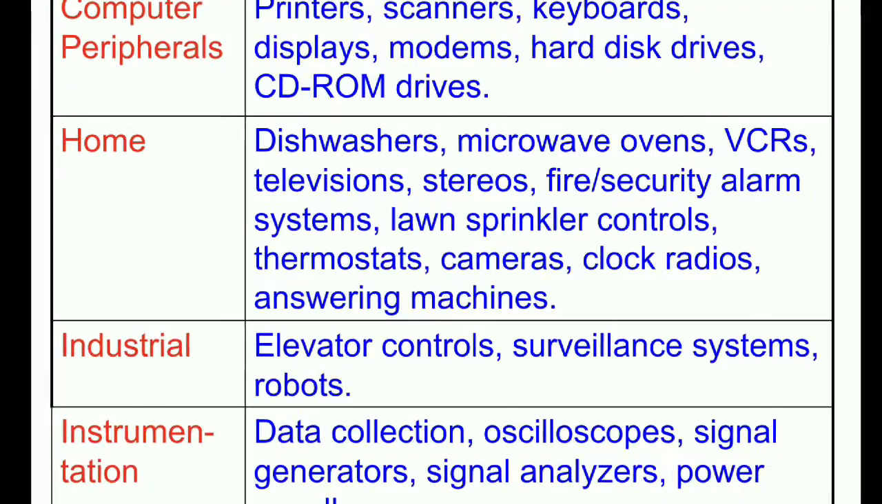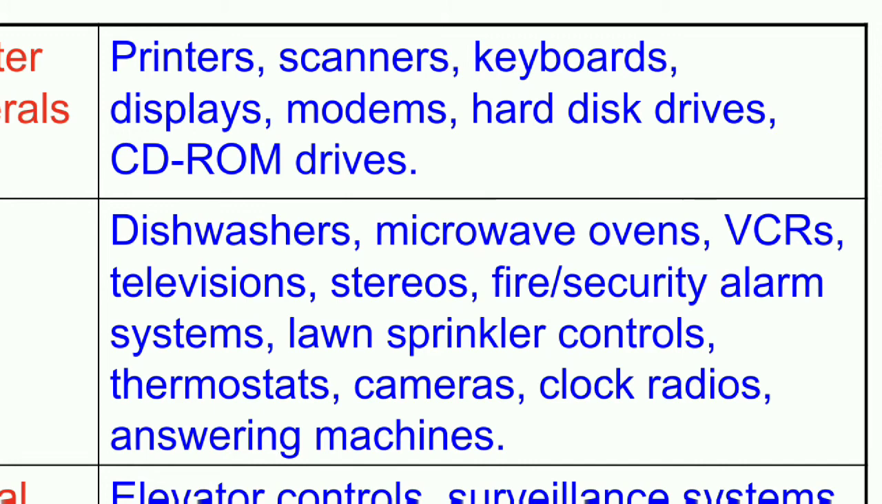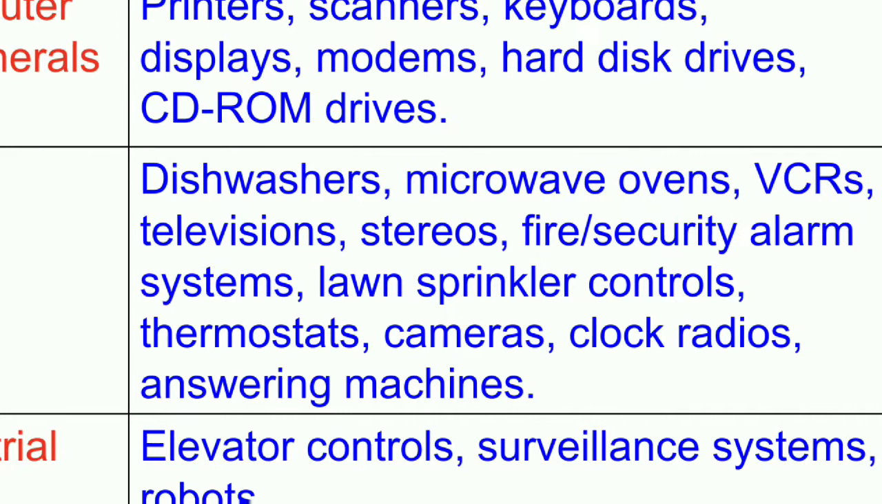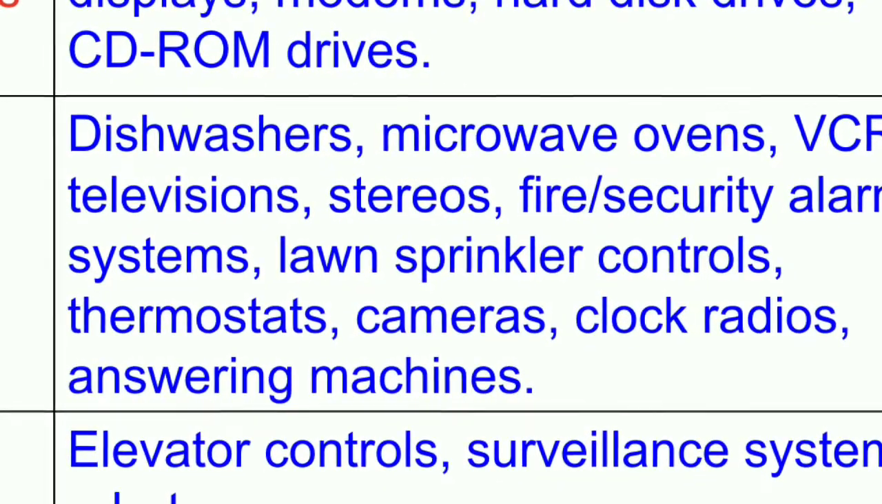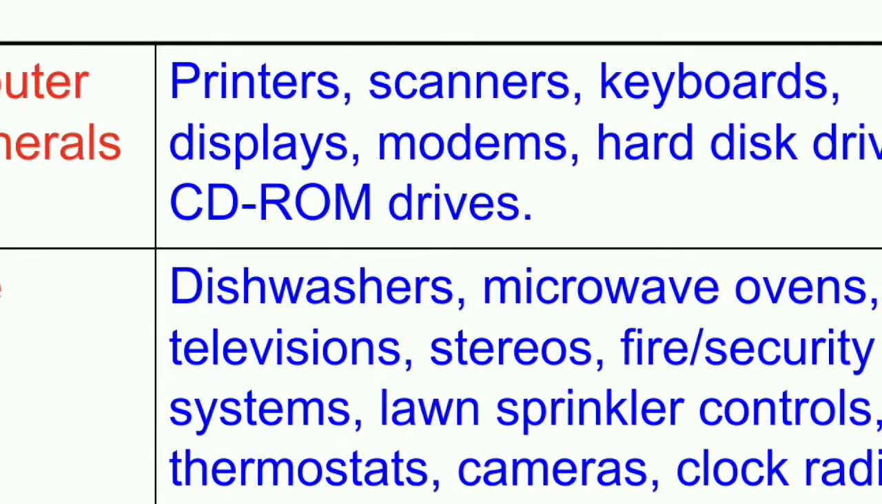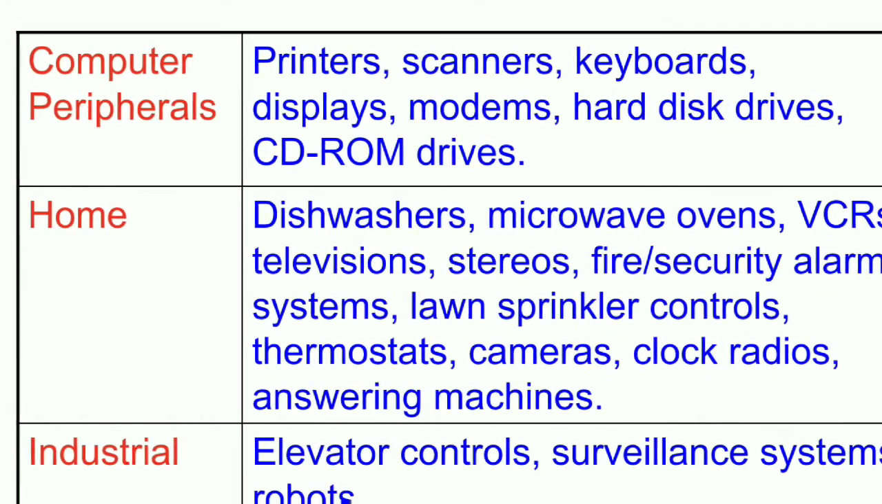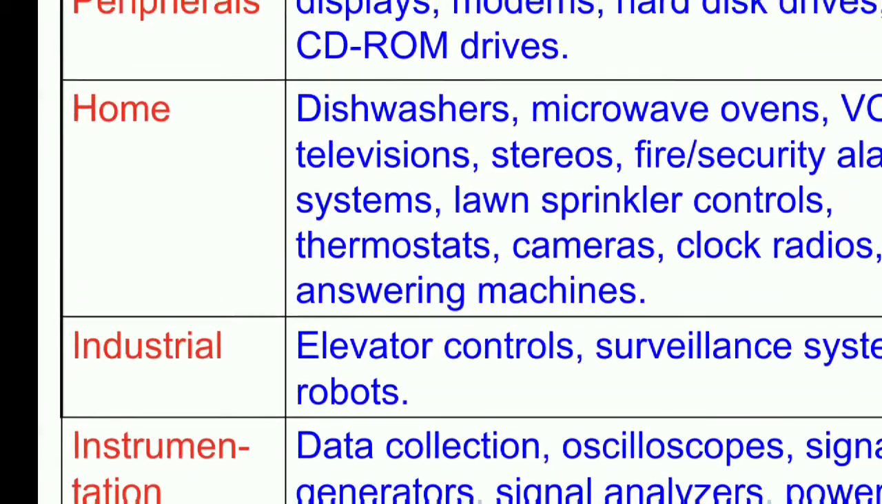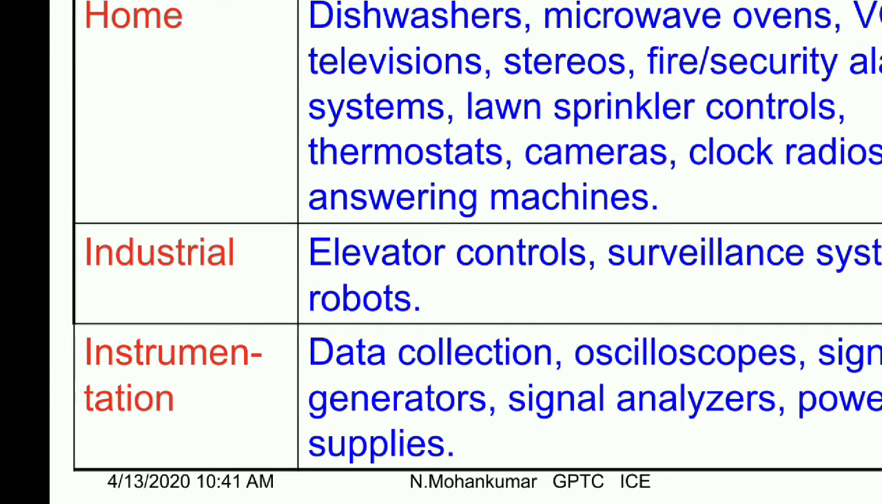In home applications, so many embedded systems are there: dishwasher, microwave oven, VCR, television, stereos, fire safety alarm, lawn sprinkler control, which is used in a field for water spray, thermostat for temperature control, and even smart cameras, clock radios, answering machines are all embedded systems only. In industrial applications, so many are there. Here the elevator control, surveillance systems, and robots are some of the examples given.